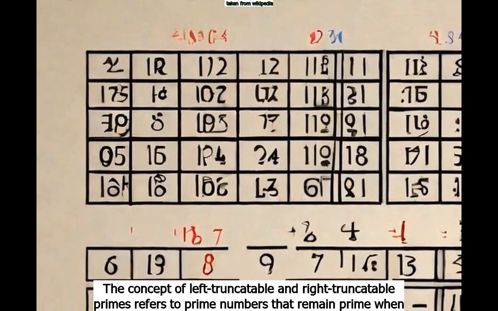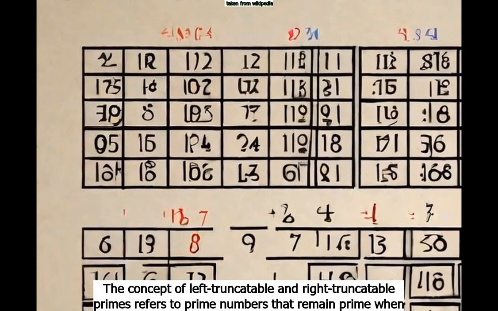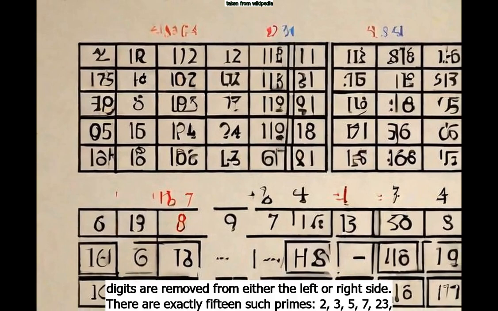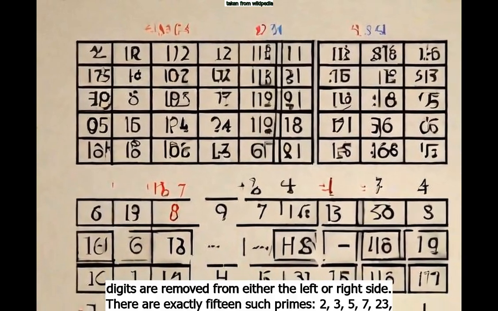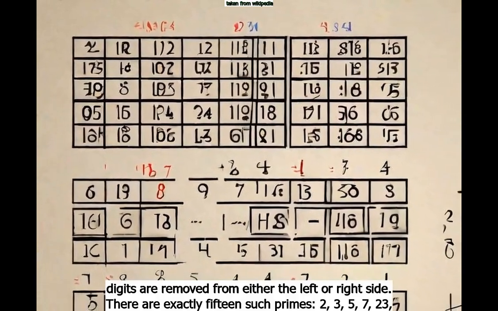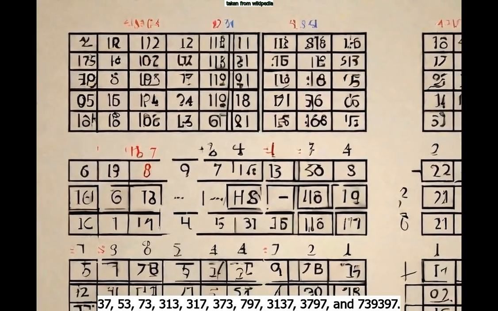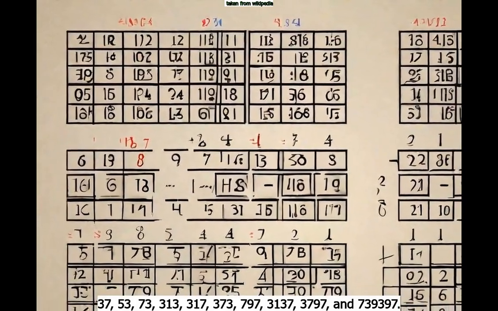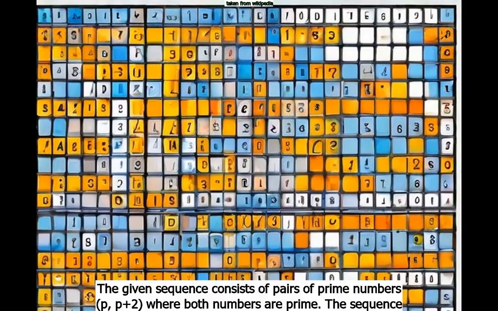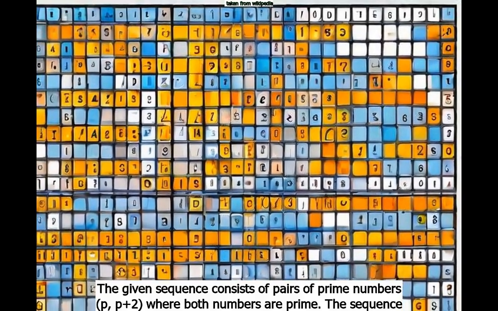The concept of left truncatable and right truncatable primes refers to prime numbers that remain prime when digits are removed from either the left or right side. There are exactly 15 such primes: 2, 3, 5, 7, 23, 37, 53, 73, 313, 317, 373, 797, 3,137, 3,797, and 739,397.